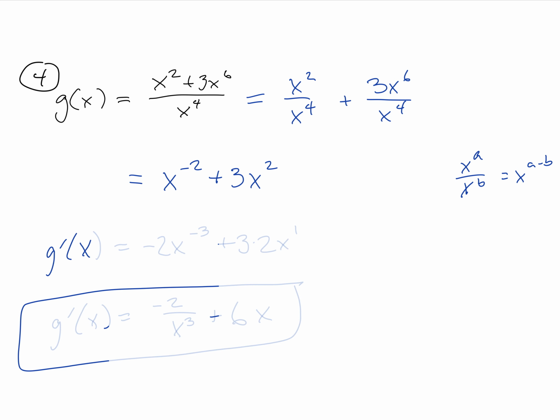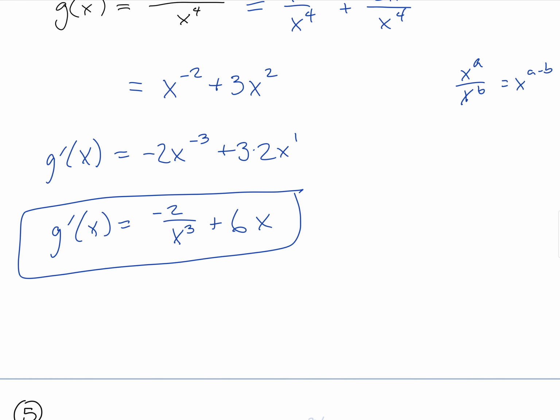So g prime of x is then equal to, using the power rule, negative 2x to the negative 3 plus 3 times 2x to the 2 minus 1, which is 1. And so g prime of x is equal to negative 2 over x cubed plus 6x. So that is our derivative. Again, if you did take the derivative using the quotient rule and employed it correctly and then simplified, you should get the same answer.